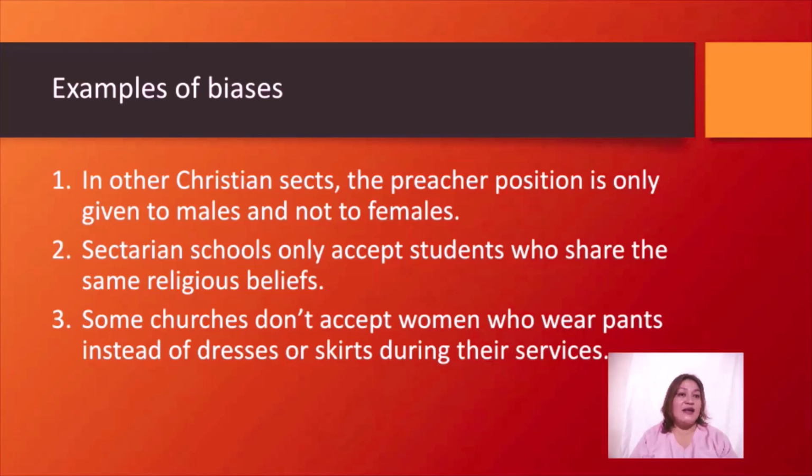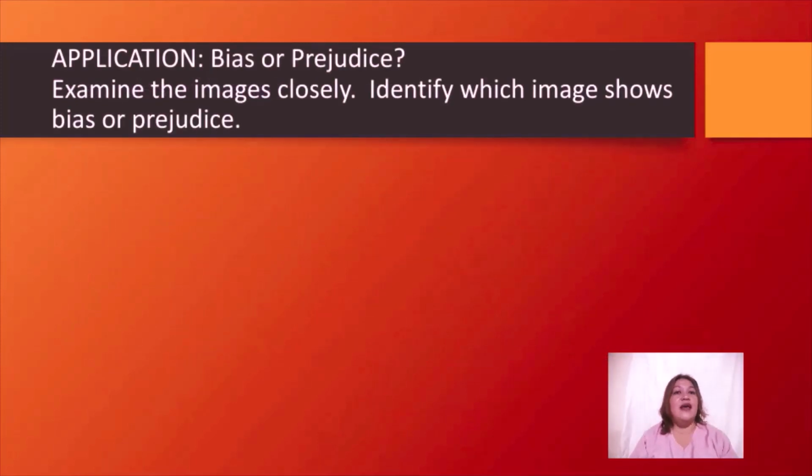So let's try these exercises. Examine the images closely. Identify which image shows bias or prejudice. Number one, what is that? Bias or prejudice? Yes, you're correct. That's prejudice. Why prejudice? A man believes he is better than a person with disability by laughing at him.